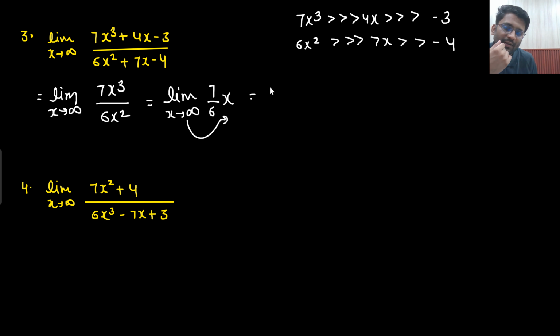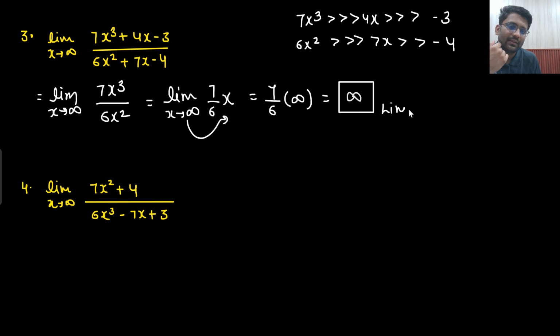Now simply put the limit. What is the answer you are getting? Multiply with infinity. That is infinity only. So the answer we are getting is infinity. What does that mean? Limit does not exist. Infinity could be the answer, but the limit will not exist. Understandable? Because very large value divided by very large value, but this has become square, this has become x to the power 3. So 7 by 6 x. Now you put infinity here. What is the answer? Infinity. So the limit does not exist.